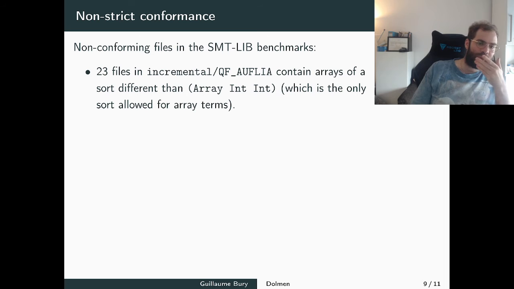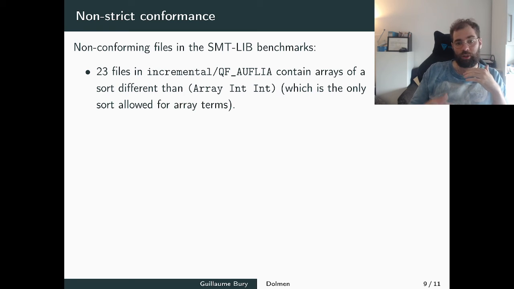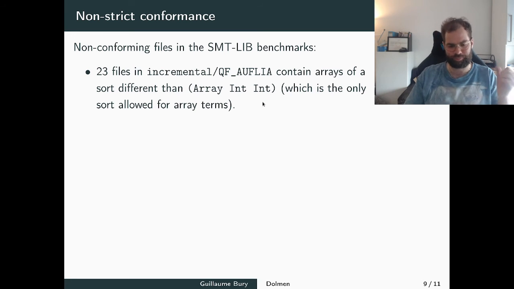So that's what I'm going to do here. First, there are 23 files in the incremental version of QF_LIA where there are arrays that are of sorts different than Array Int Int. In QF_LIA, the only sort of arrays that is allowed is Array Int Int. And if I remember correctly, most of the arrays that trigger errors here are of some other sort. So here we have truly an error, and that's a problem because it's clearly wrong according to the spec.